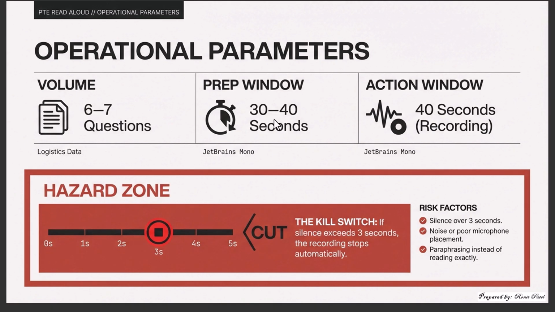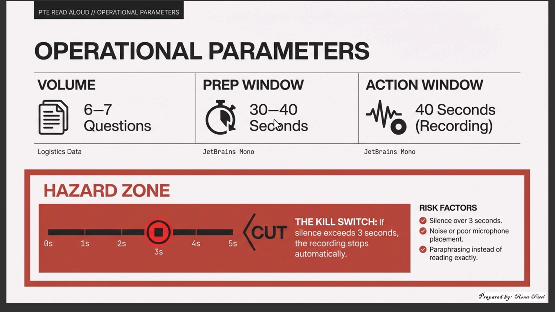Now, let's understand the mechanics of the task because timing awareness is absolutely critical here. In the real exam, you usually get about 6 to 7 Read Aloud questions. For each, you receive 30 to 40 seconds of preparation time and then up to 40 seconds to record your voice. The task is called a speaking task because you must read visually and speak orally at the same time.